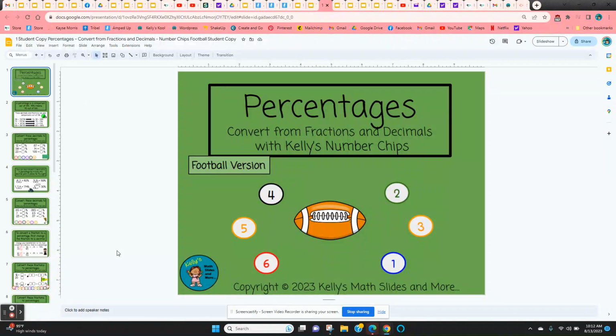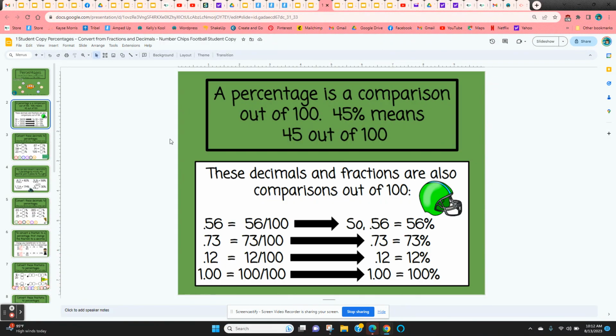Percentages converting from fractions and decimals using number chips. And this is the football version. So this is a digital lesson. It starts out by giving some very basic, simple conversions of decimals to percentages.